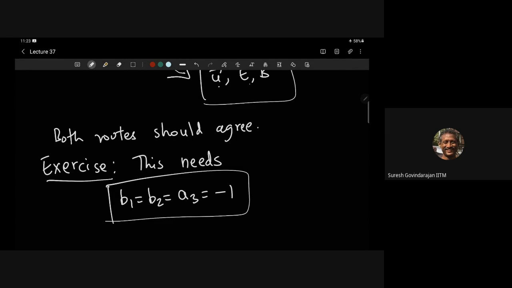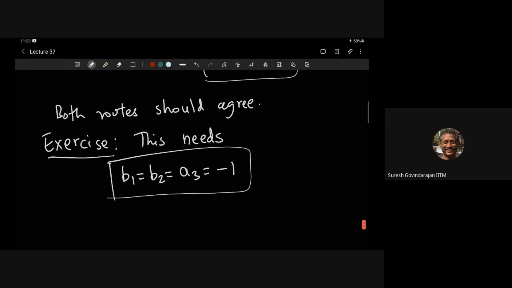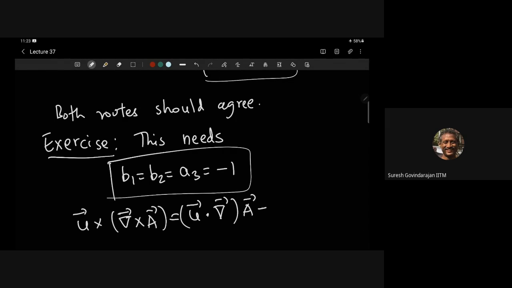It's straightforward algebra, but there might be one or two identities that you will need. Your hint is you'll need this identity: u cross del cross A is equal to u dot del of A minus gradient of u dot A, or something like this. This identity might be needed, and such vector identities from vector calculus.